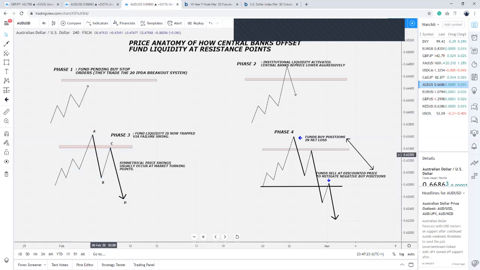reprice the market lower. So the market is definitely going to make a retracement, then the central banks will then reprice the market aggressively lower, making a measured move. The same distance from A to B will be the same distance from C to D, and that could be your swing trade target objectives. Okay, so this is very good for swing trading objectives.